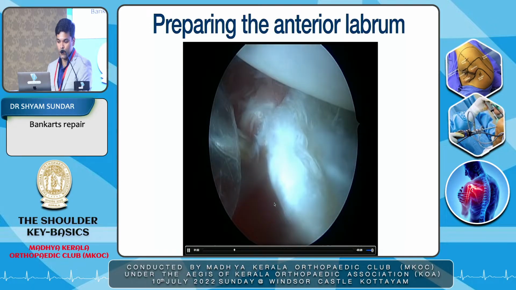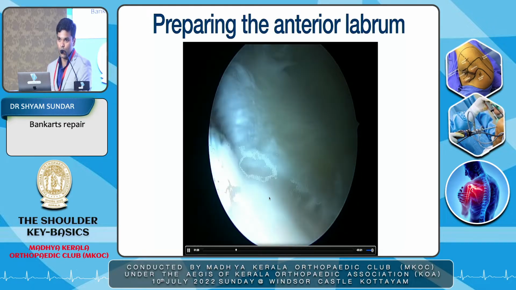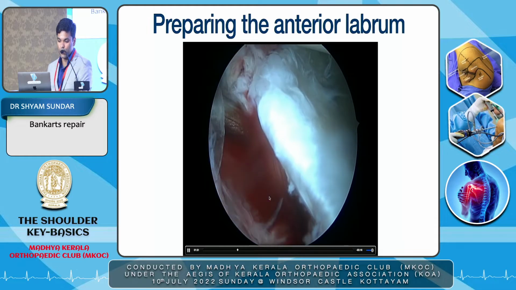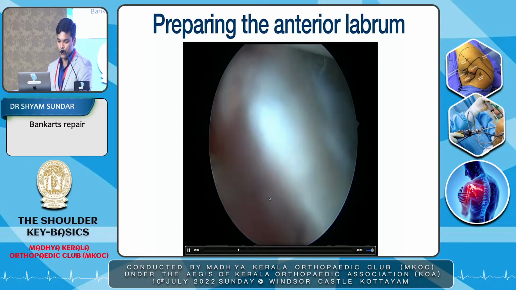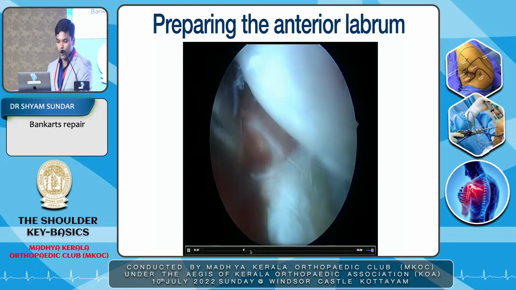So after the release of the tissue, I prepare the anterior neck. We have to make the surface raw so that whatever tissue goes and sits sticks onto it with a good bleeding vasculature. I also tend to release some normal tissue also.